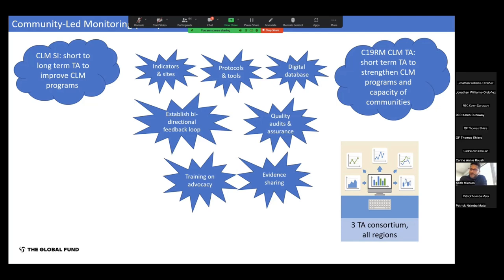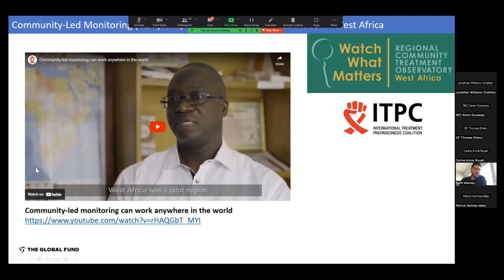From indicator development and site selection to supporting bidirectional feedback loops, providing training on how to conduct advocacy using CLM data, and also to move from manual to digital data collection and analysis. I'll stop here and we will show you a video from ITPC, which I will talk to immediately afterwards.